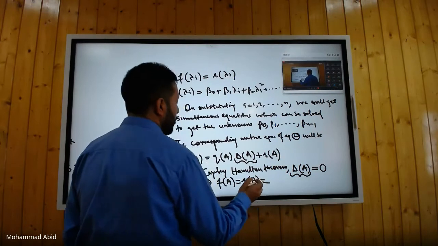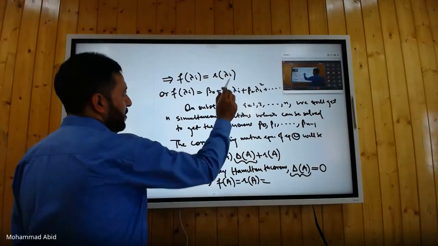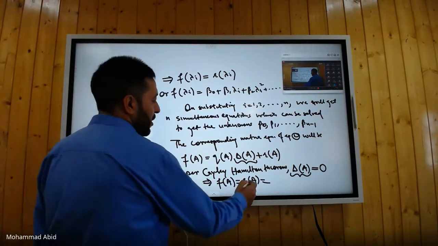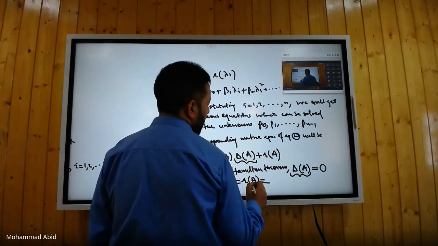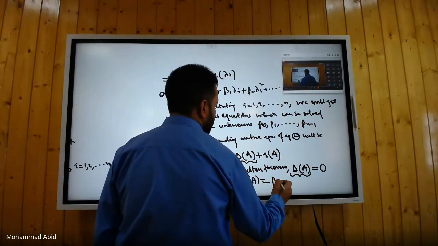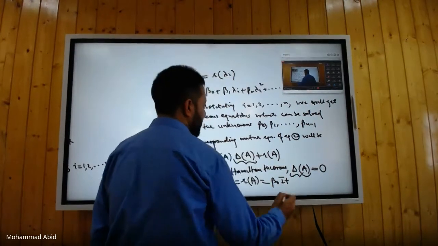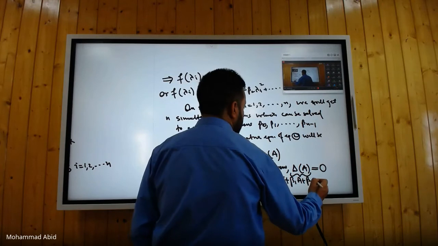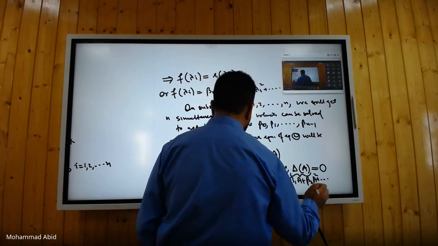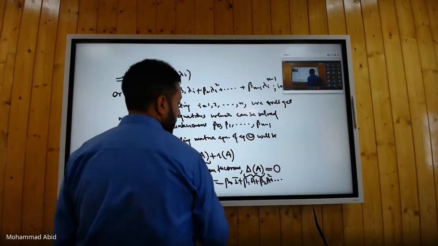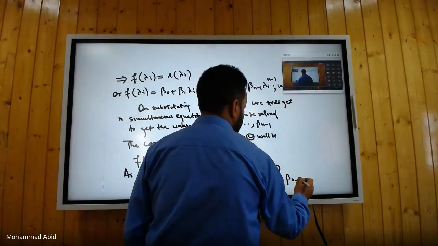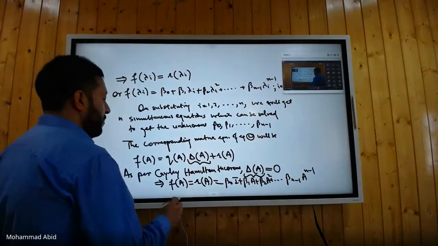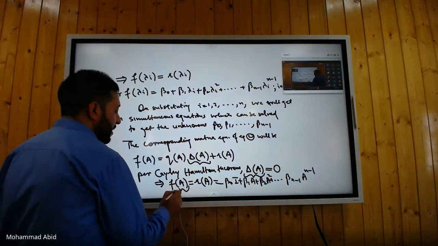And what is r(a)? r(lambda) is equal to beta naught plus beta 1 lambda plus so on up to beta n minus 1 lambda to the power n minus 1. So when we substitute a for lambda, what will I get? I'll get beta naught I plus beta 1 a plus beta 2 a square plus so on up to beta n minus 1 a to the power n minus 1.